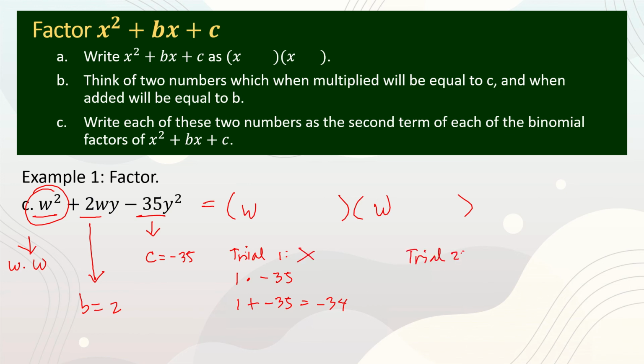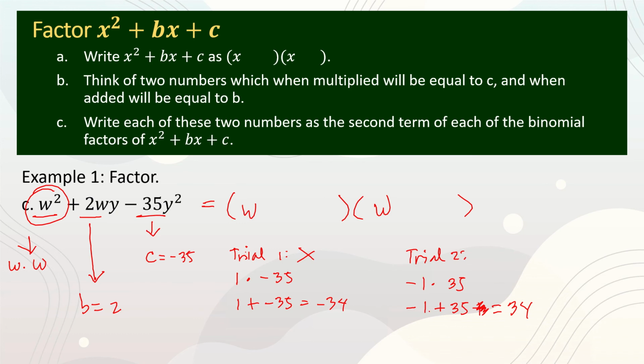Okay, let's try another one. Think of two numbers again. When you multiply them, it will result to negative 35. Well, actually, pwede ding swap. Instead of giving the negative to the 35, you can have it with the 1. So negative 1 times 35, you will still get the same number, negative 35. But observe this one. If you add negative 1 plus 35, that's 34.